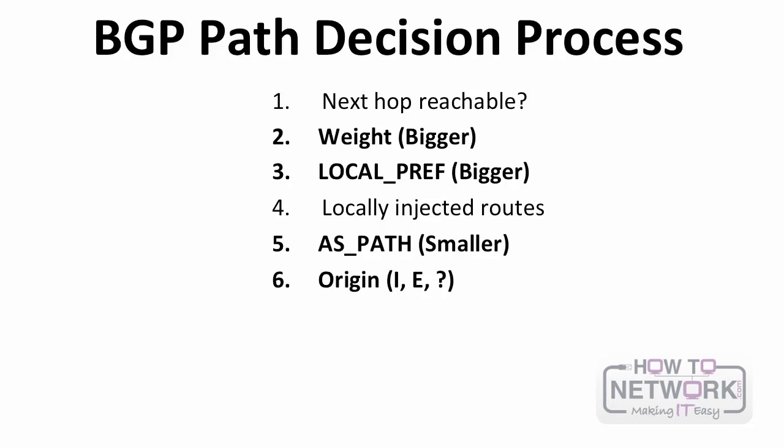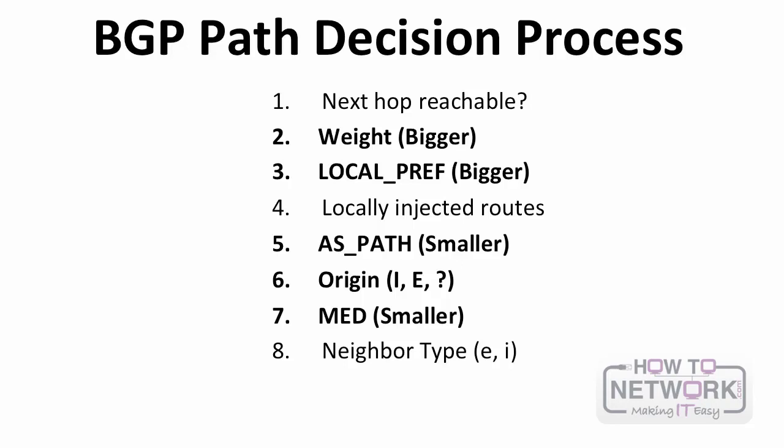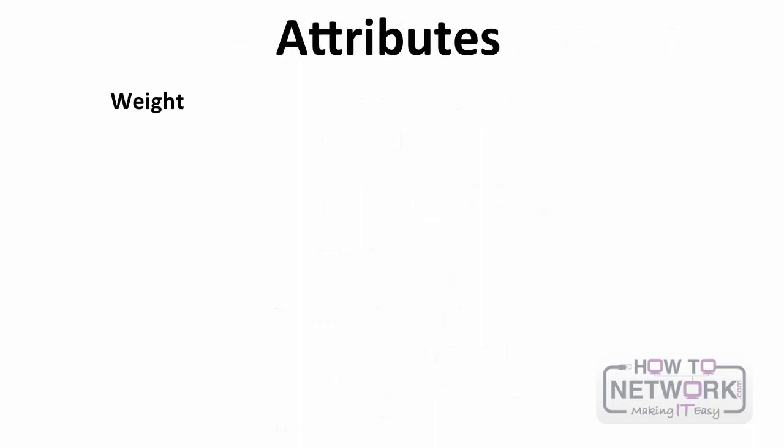Now, I've bolded the ones that you really need to know, that you can count on. You're going to be asked about them not only when you're an engineer, but specifically when you're being tested: weight, local preference, AS path, origin, and MED. And you can make up your own device to memorize that, but WLAOM, in that order, you need to know that, which is preferred and which ones to focus on. WLAOM: weight, local preference, AS path, origin, and MED.